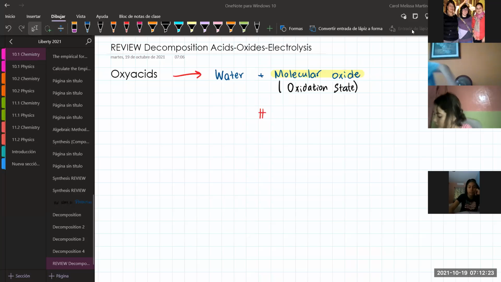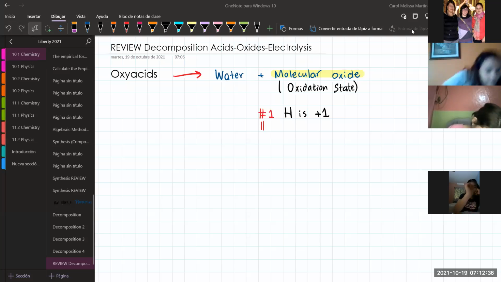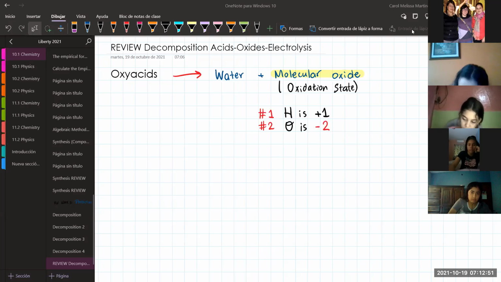The first rule is hydrogen: hydrogen is plus 1. And the second rule is about oxygen: oxygen is minus 2. Those are the two rules that you need to know for the molecular oxide part. Now, let's work with one example.